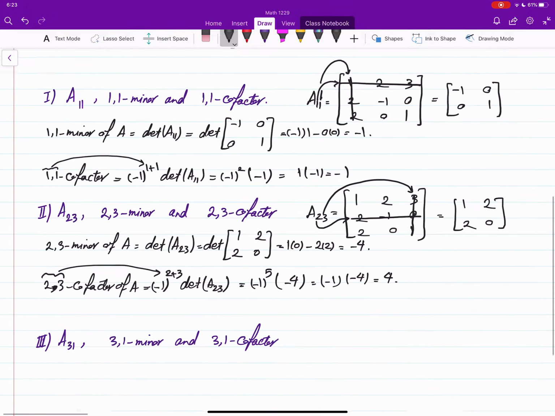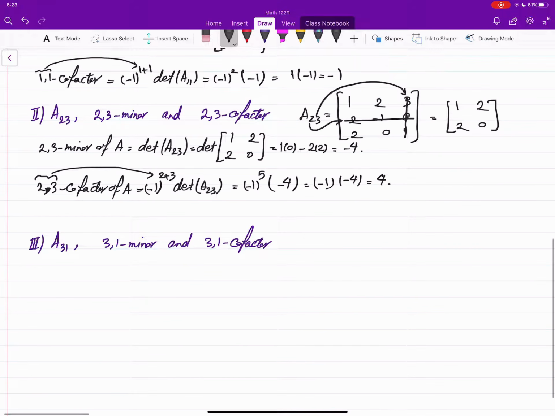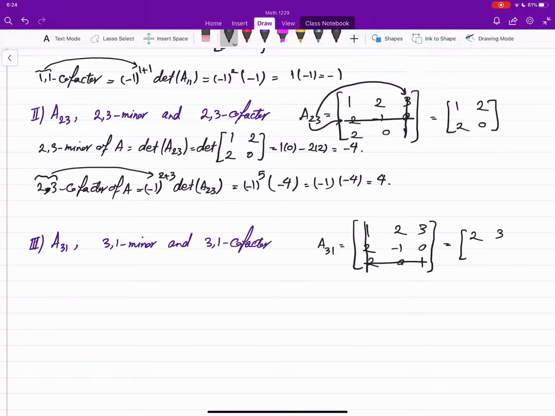Okay? And the last one here is that we have the matrix A, and we are looking for submatrix 3,1. So we have this matrix itself, and then we delete row 3, column 1. This will give you a 2 by 2 matrix, and that is the submatrix 3,1.